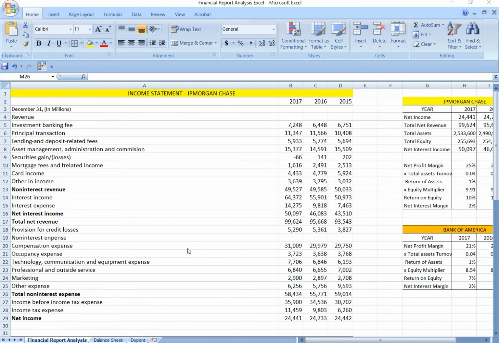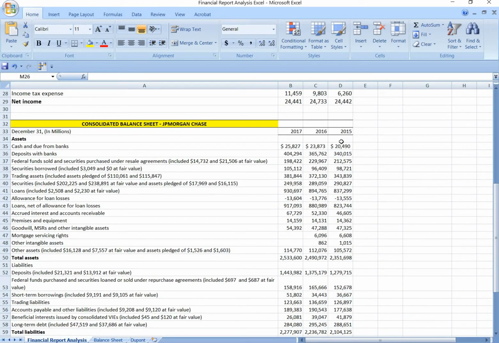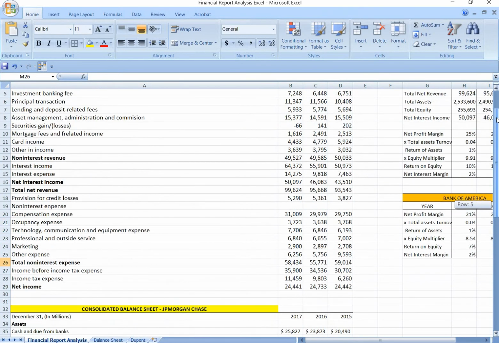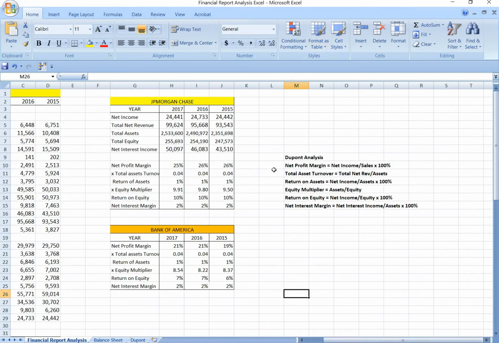I would like to present my Excel project. I'm using the financial report of JP Morgan Chase for 3 years, 2015, 2016, and 2017, for the income statement, and down in the bottom here it's a balance sheet for 3 years. From this income statement and balance sheet, I'm going to calculate the DuPont analysis.